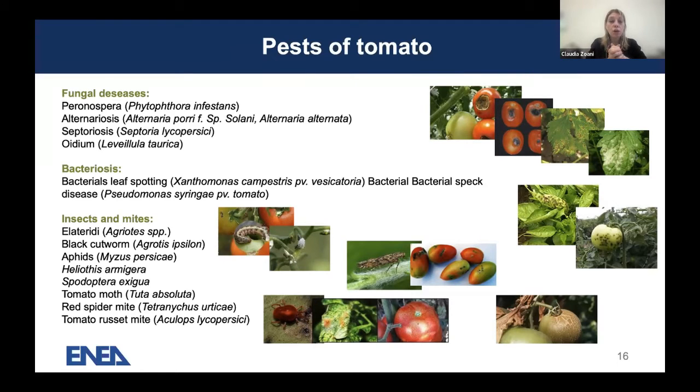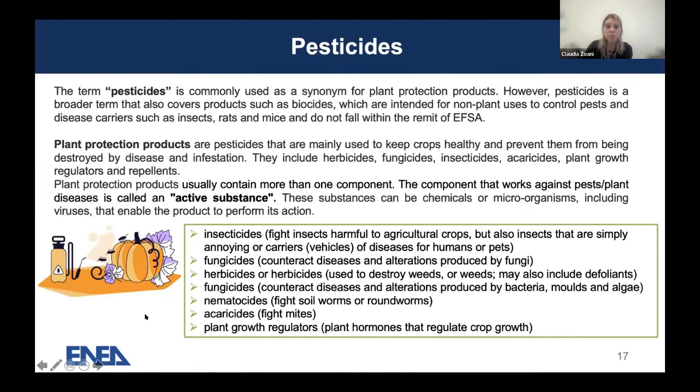We can have bacteriosis causing bacterial leaf spotting and bacterial speck diseases. And then we can have insects and mites like Elateridae, black cutworm, aphids, the tomato moth, the red spider mite, and the tomato russet mite. Plus, we can consider infestants, so other plants that can infest the cultivation field. According to the relevance of these diseases from pests of tomato, we have in relation the use of pesticides during the tomato primary production.